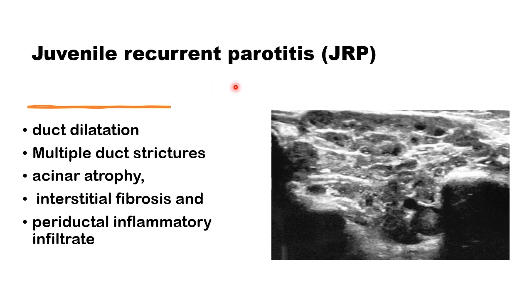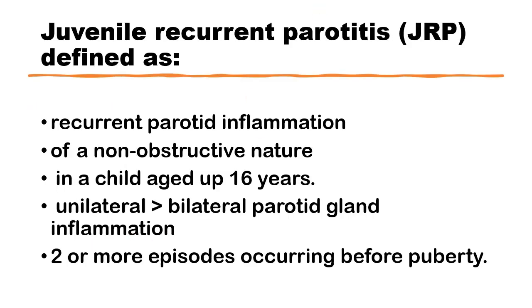Basically, the pathology involved here is a duct dilatation and also multiple duct strictures in areas where there is extensive fibrosis and acinar cell atrophy, together with interstitial fibrosis of the gland parenchyma and periductal inflammatory infiltrate. This is an inflammatory disorder of the salivary gland, affecting almost always, but not exclusively, the parotid glands. It's of a non-obstructive nature. The ducts are actually widened rather than narrowed or blocked.